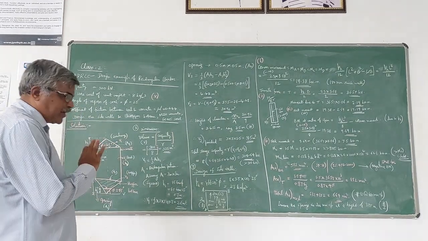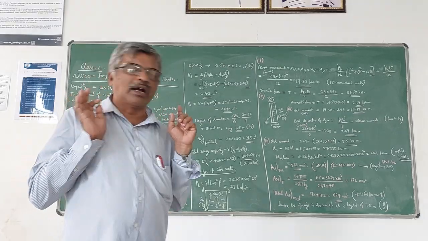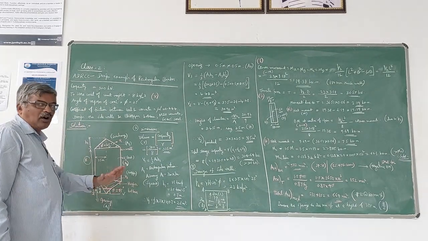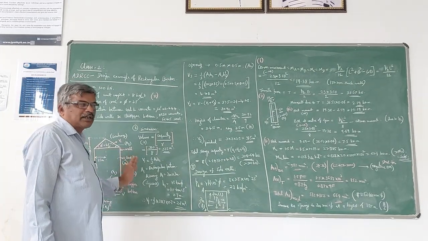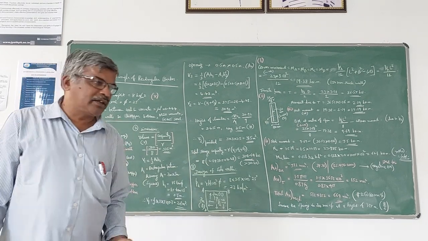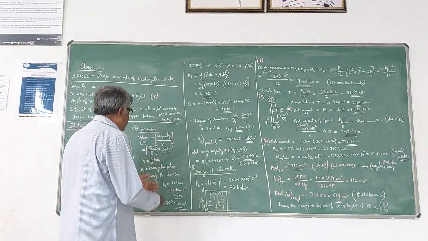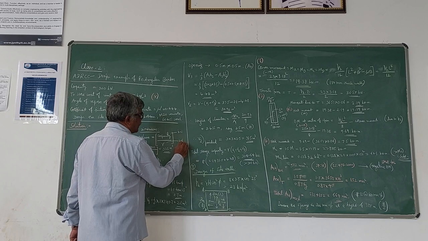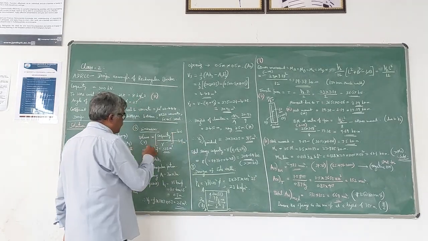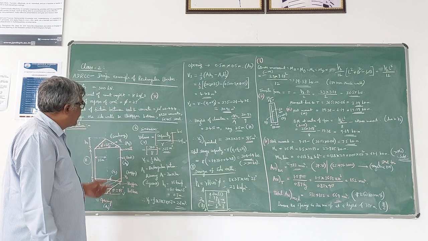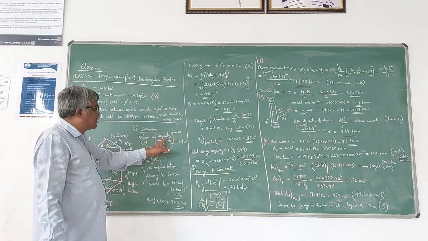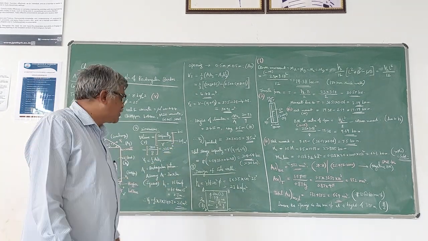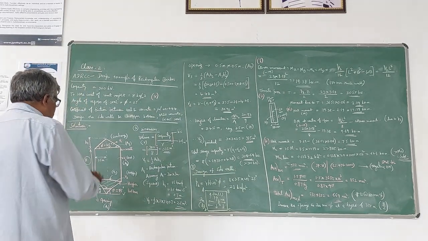Now, the first step is to fix the dimensions of the bunker. Dimensions means H1, H2, H, A1, A2, all these things we have to fix. The procedure for that is, since he has given capacity and unit weight, if you divide the capacity in kilonewton by the unit weight in kilonewton per meter cube, you are going to get the volume of the bunker. Here in this case it is 300 kilonewton divided by 8 kilonewton per meter cube, which is 37.5 meter cube. So 37.5 meter cube is the total volume.